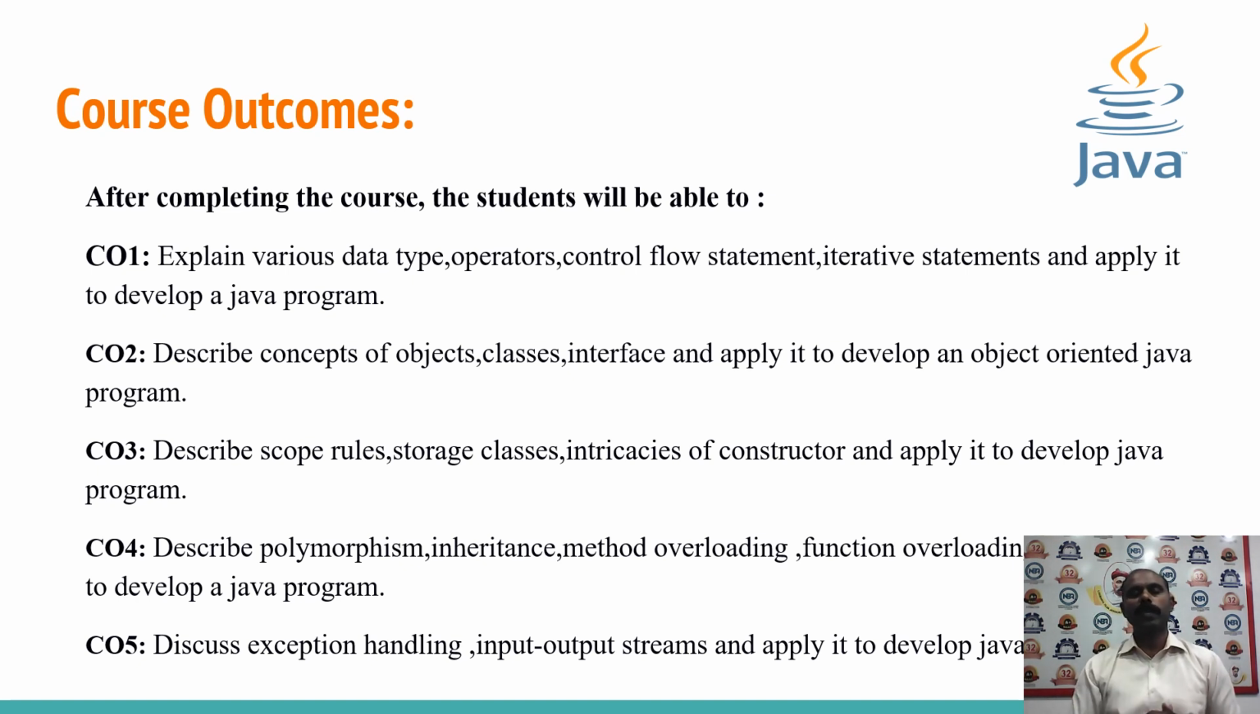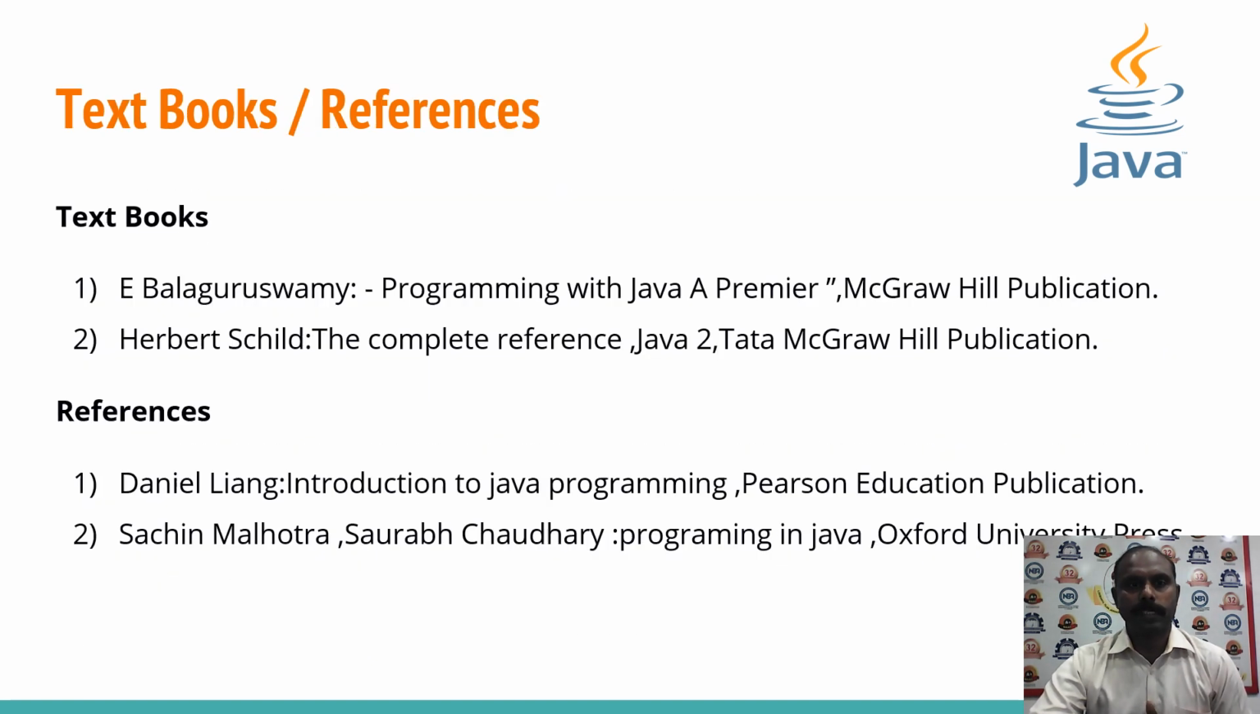In course outcome 4, we go into more detail about polymorphism, inheritance, method overloading, method overriding and function overloading, and how you can develop a program using these concepts. This is course outcome 4. In course outcome 5, we discuss exception handling, input output streams, and how you can apply exception handling and input output streams in a Java program. These are the 5 course outcomes for this subject.